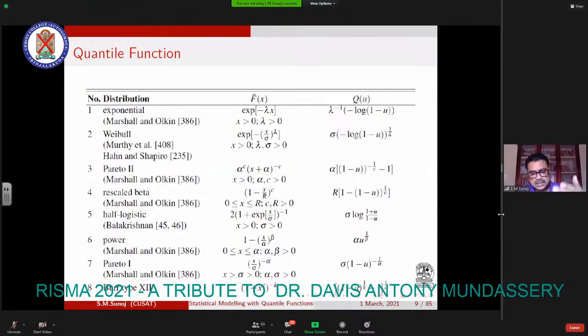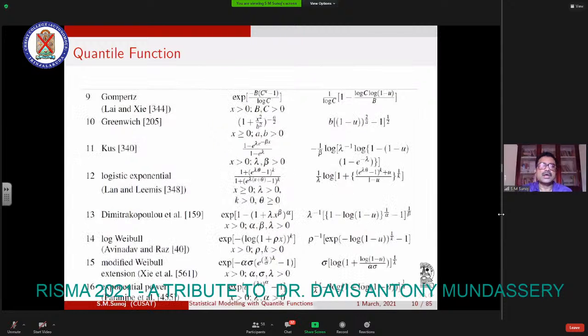This table gives you some standard models and the corresponding quantile functions. Here you can see models like exponential, Weibull, Pareto 2, reciprocal beta, half logistic, power distribution, Pareto 1 distribution, Burr type 12 distribution. In the last column you have the quantile functions, and the second column gives the form of the distribution function. In this table, we are considering all the distributions that have a closed-form distribution as well as quantile function. Gompertz distribution is well known, and its quantile function is given in the last column.